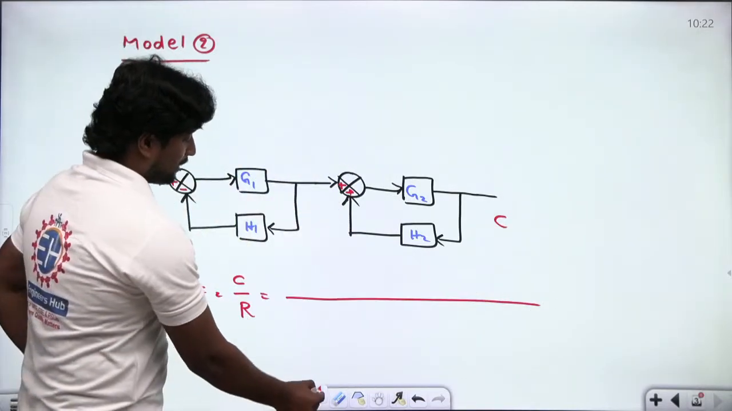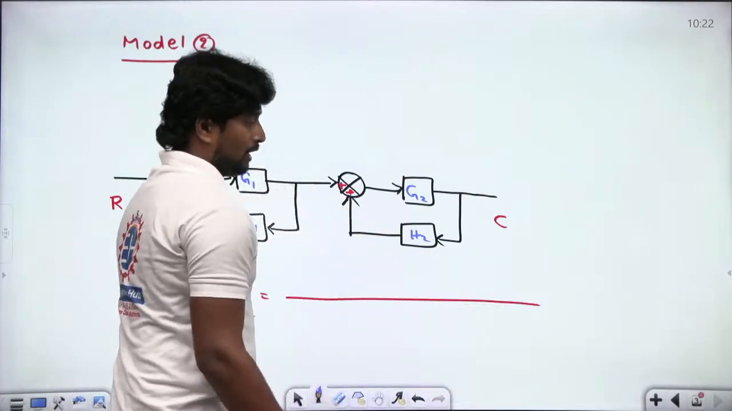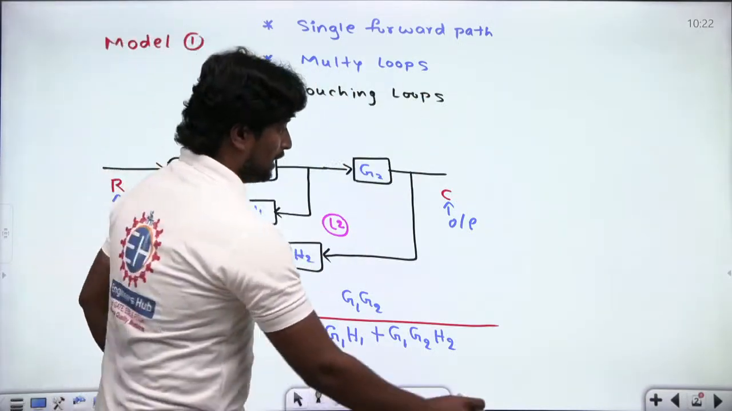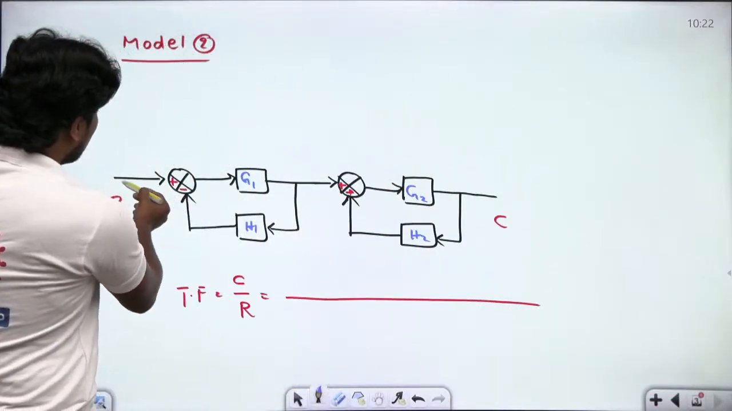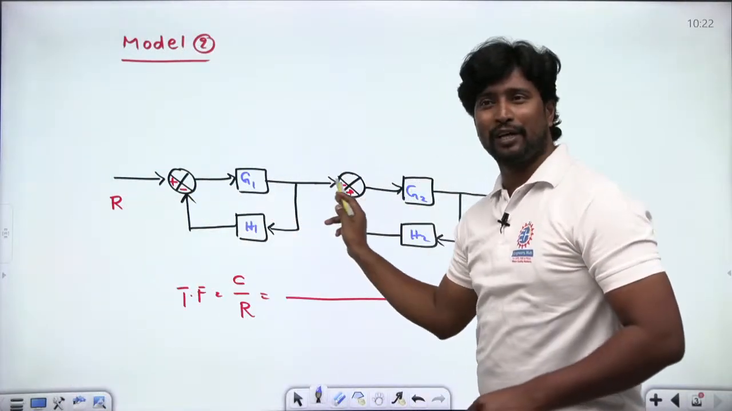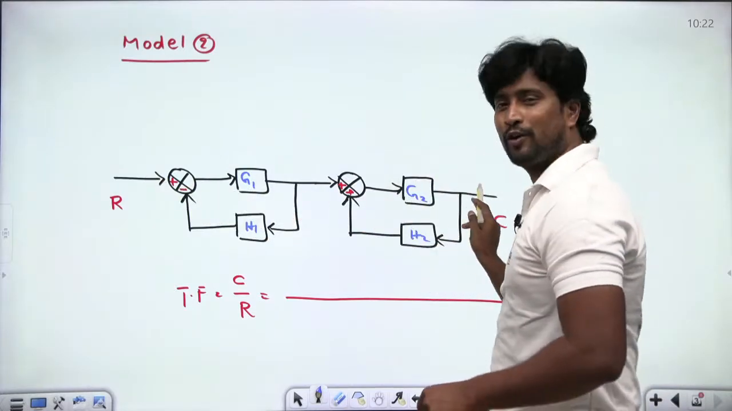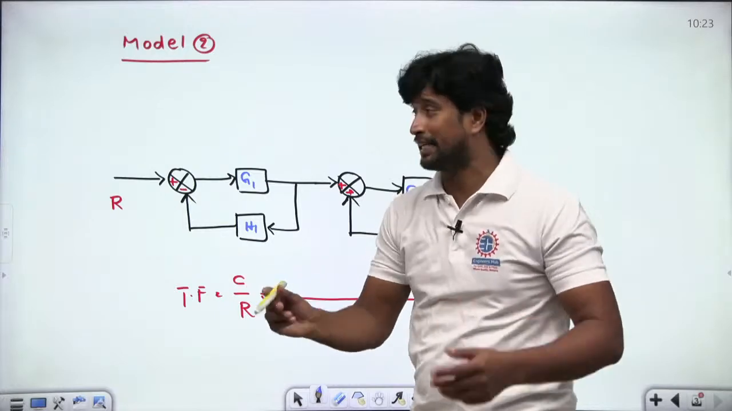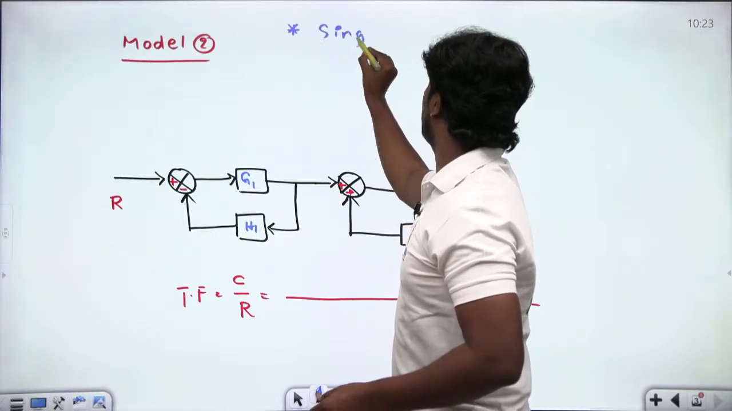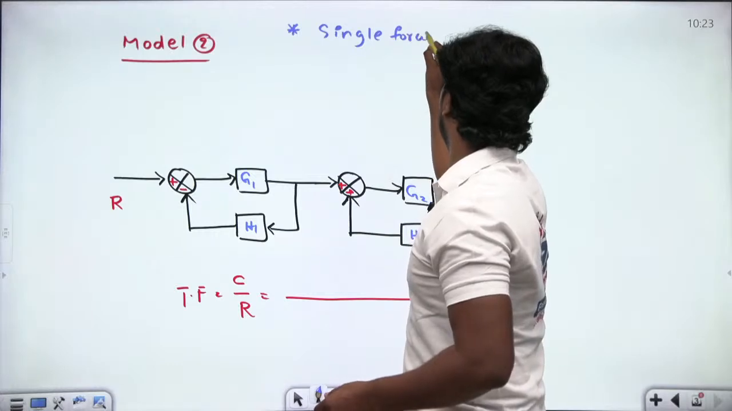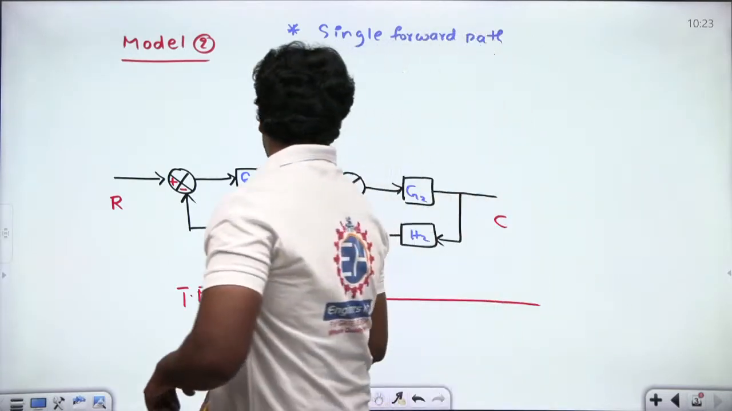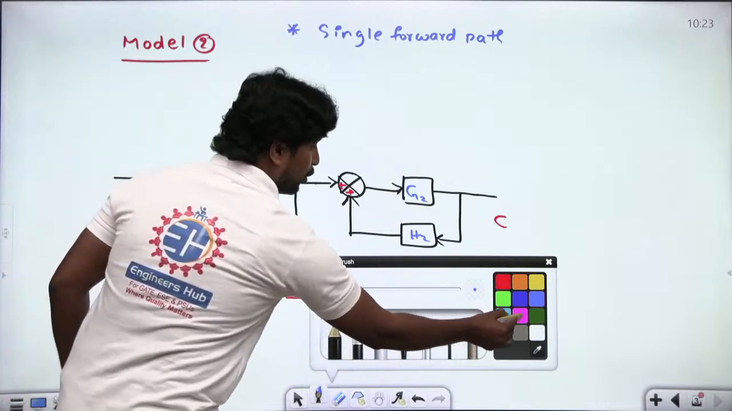Guys, observe carefully. I think you know model number one. How many forward paths does model number one contain? A single forward path. Carefully observe: model number two also contains only one forward path. Forward path means the path from input to output. So there is no big difference in the forward path case. Model number two also contains a single forward path. And observe it: how many loops are here?